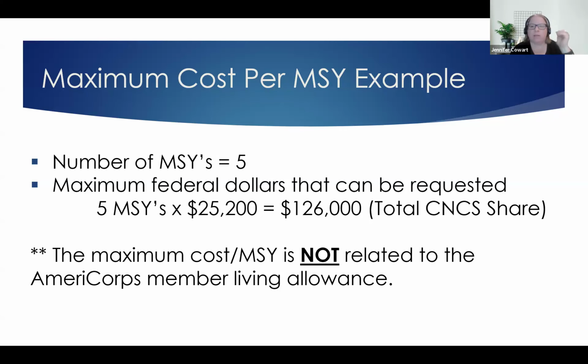You could request none of your living allowance on the CNCS side and put it all on the grantee share, and maybe all your other expenses are on the CNCS side. All right. So those two numbers are not tied together. This just helps you figure out what is your maximum amount of dollars that you can ask for on the federal side of your grant.